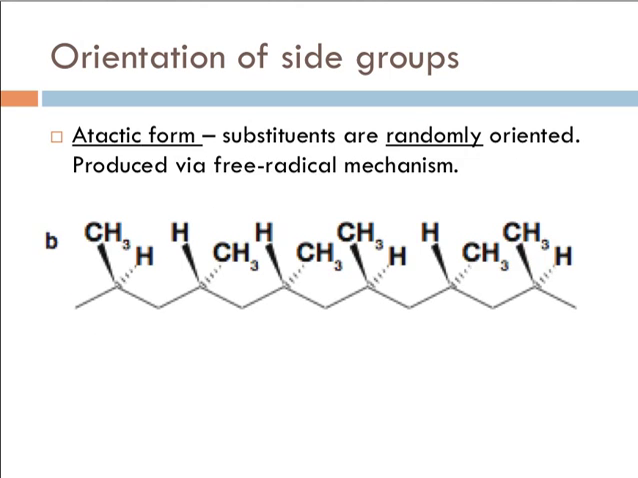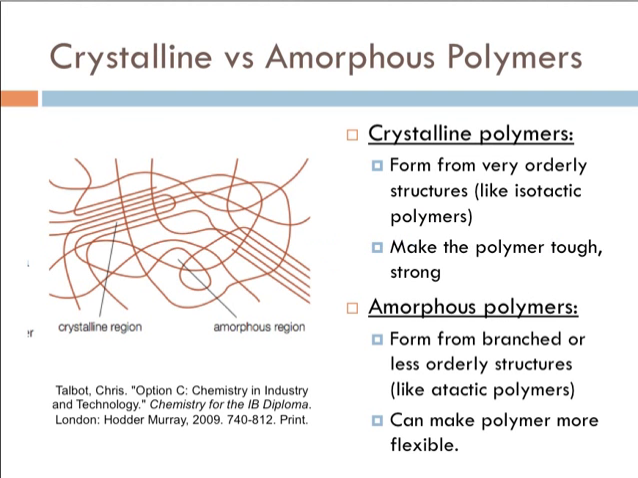We contrast that to the atactic form, where the groups are randomly oriented. You can see that not all of the methyl groups are in the same plane. Some of them are going away from you, some of them are coming towards you. You would expect that the properties of these two different types of polymers would be different.